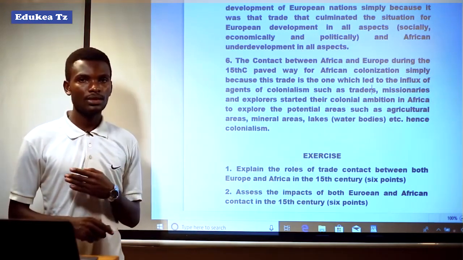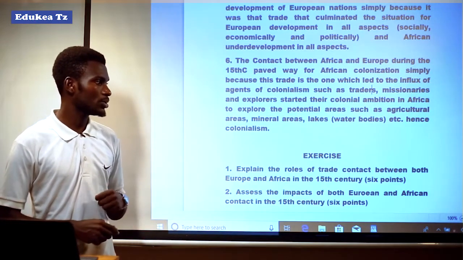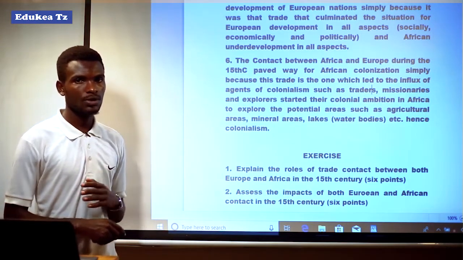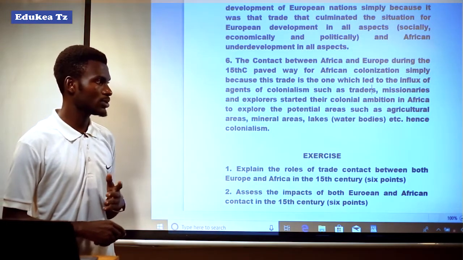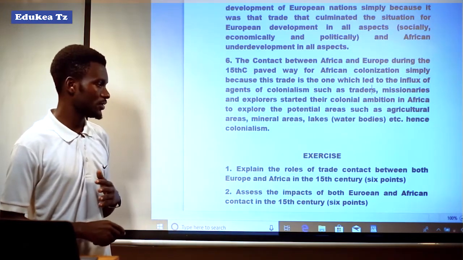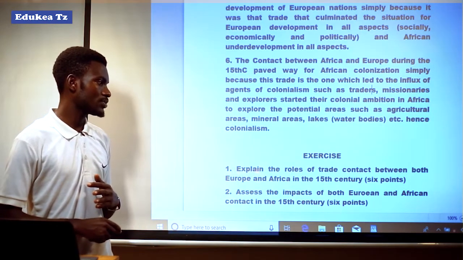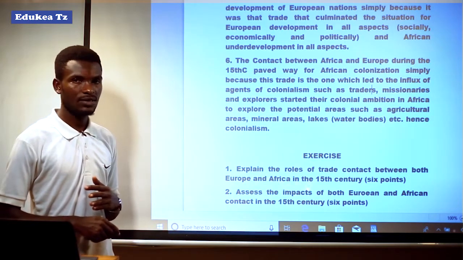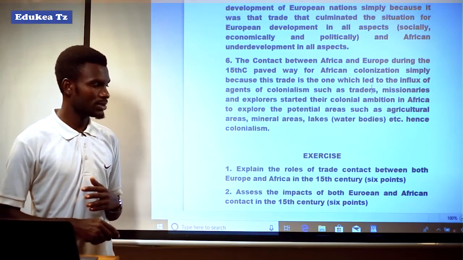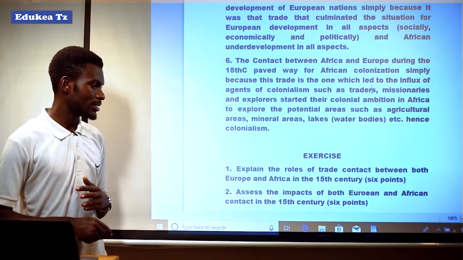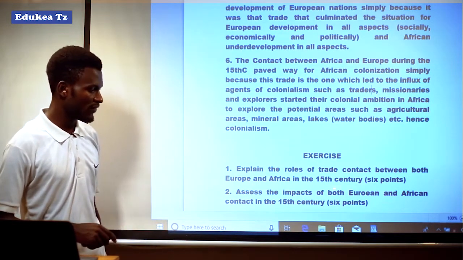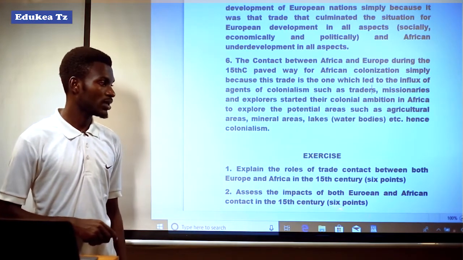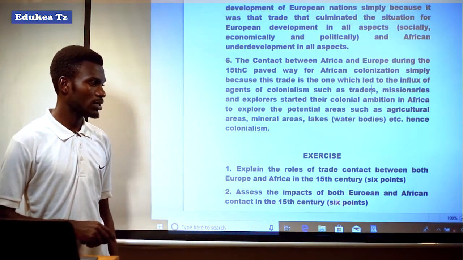So up to there, I can say this is the end of our lesson. I would like to give you 2 questions which you have to perform in order to add some skills and knowledge about Africa and Europe in the 15th century. The first one is: explain the roles of trade contact between both Europe and Africa in the 15th century with 6 points. And the last one is: assess the impacts of both European and African contact in the 15th century, and you have to give out 6 points.